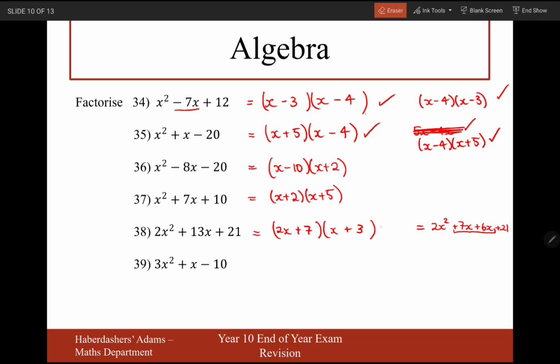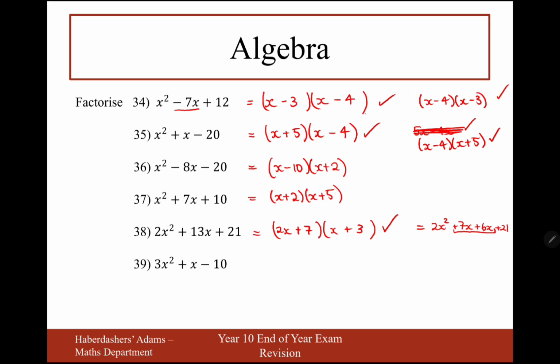Get rid of that line there, and that is the right answer. Moving on to question 39 now. So if we're going to have two things that multiply to make 3x squared, one of them is going to be a 3x. The other one's just going to be a normal x. And for minus 10, let's try 2 and a minus 5 to see if this is the correct answer.